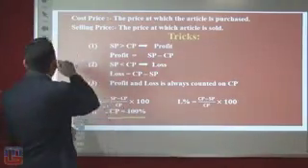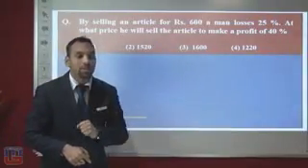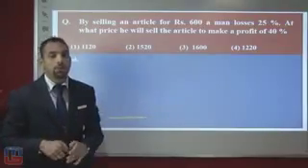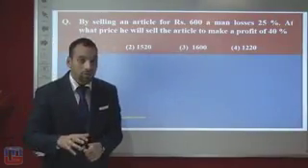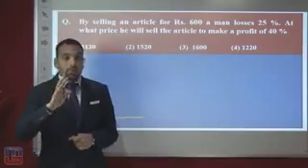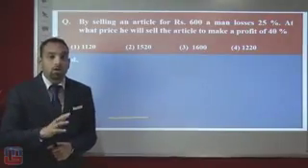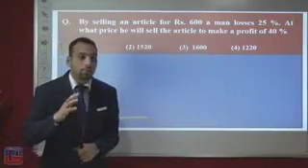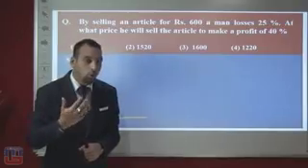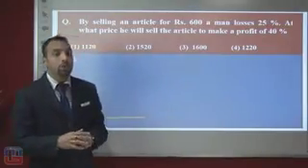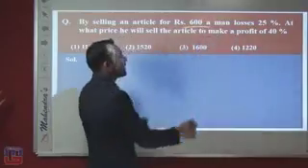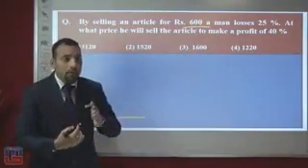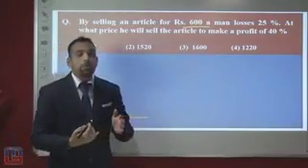Now let us see the first question. You can see here the first question on the screen. What the question is exactly saying: by selling an article for rupees 600, a man lost 25%. At what price he will sell the article to make a profit of 40%? The question is saying we are selling an article for rupees 600 and we are making a loss of 25%. And at what price he should sell the article to make a profit of 40%?